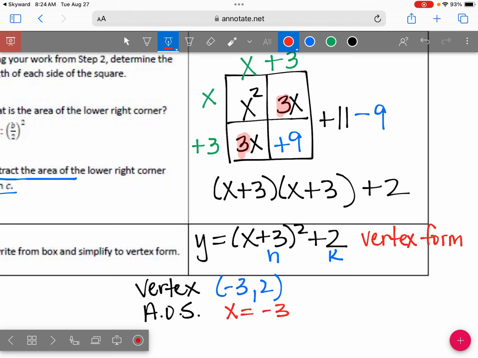So we're going to practice this. We're going to do this with 4 more equations, and then that'll be it for today.